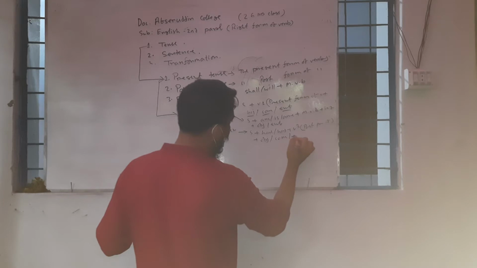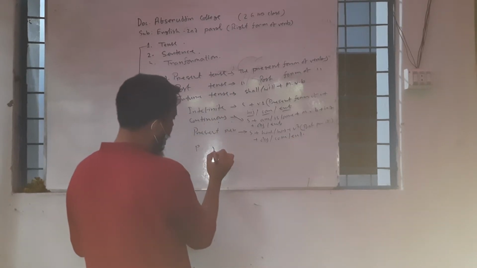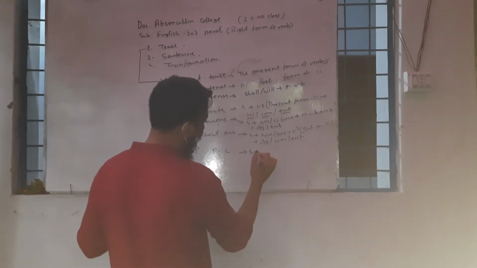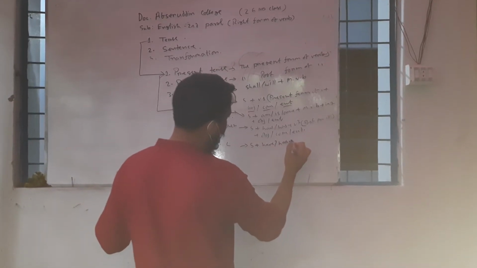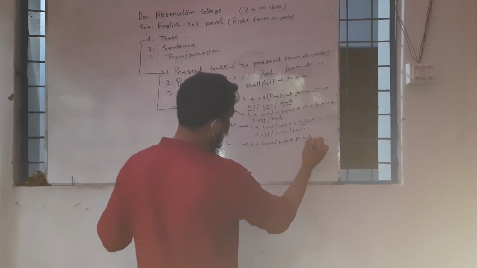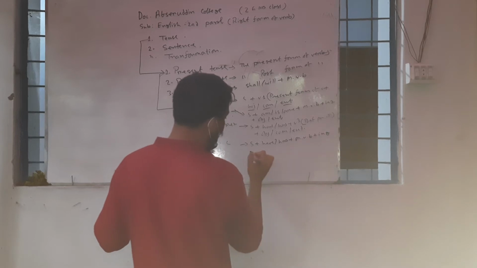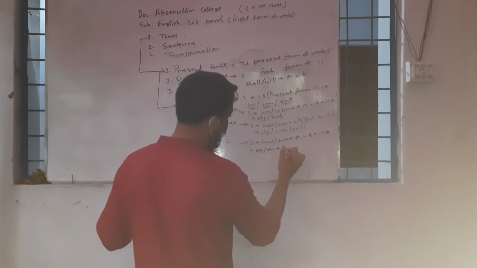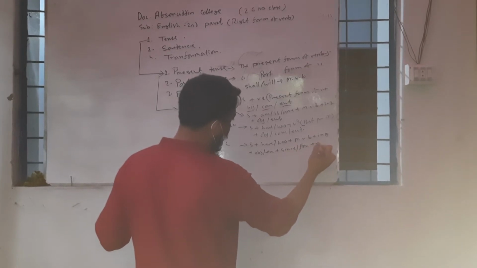complement/extension. And then present perfect continuous tense, you have to write subject plus have/has plus MVB plus ing plus object/extension plus since/for plus extension.